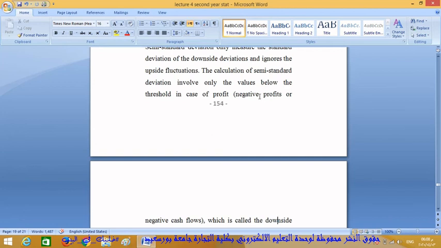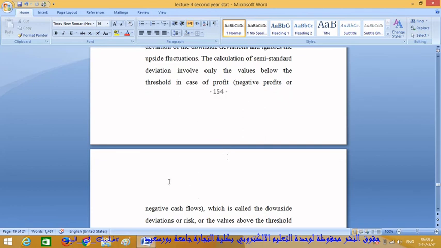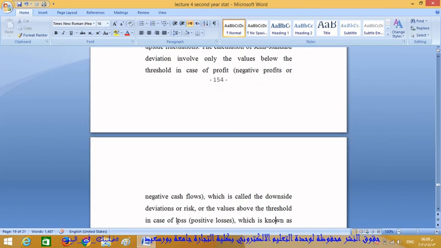Or the negative cash flows. Cash flow looks like profits, which is called the downside deviations. Okay? So the downside deviations means a decrease in cash flow or decrease in profit. Okay? Or sometimes called the risk. Okay? Or the values above the threshold in case of loss.